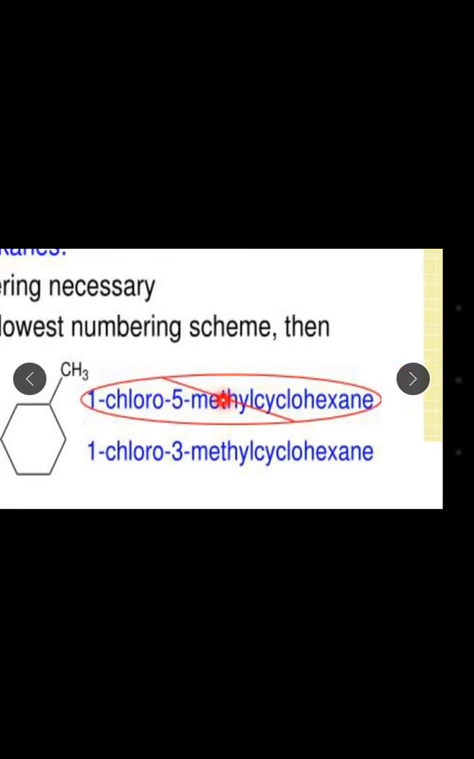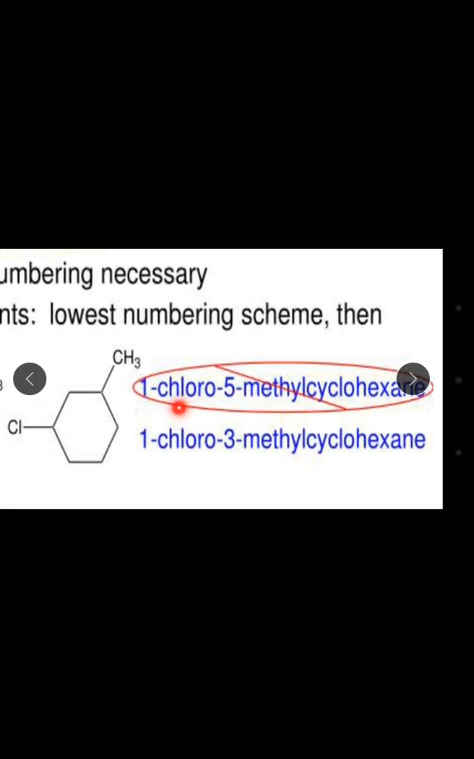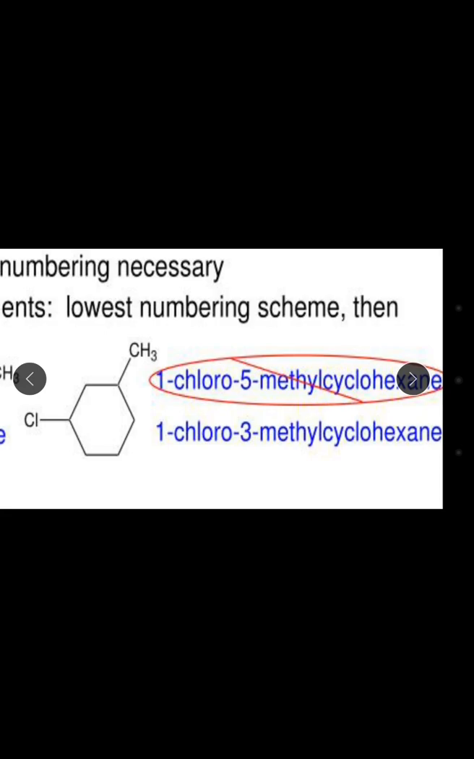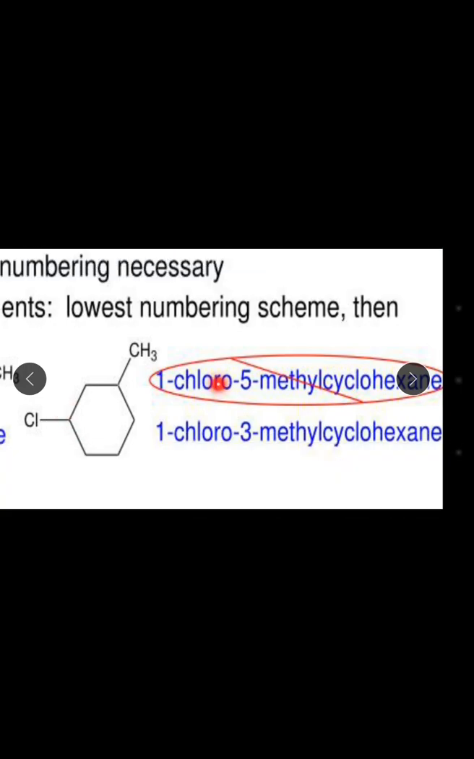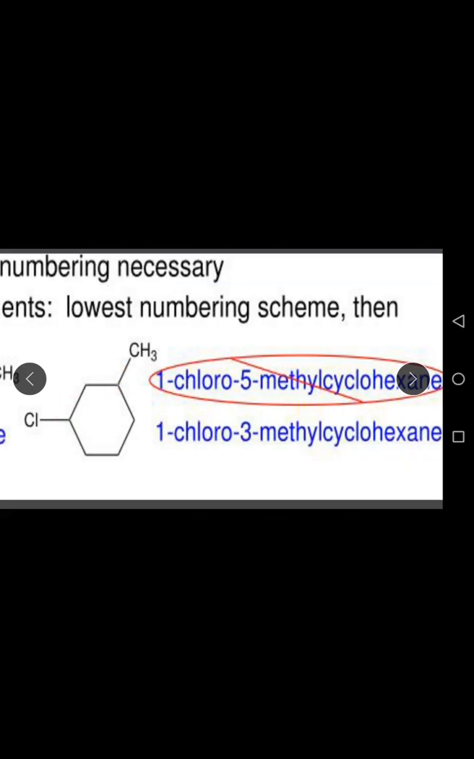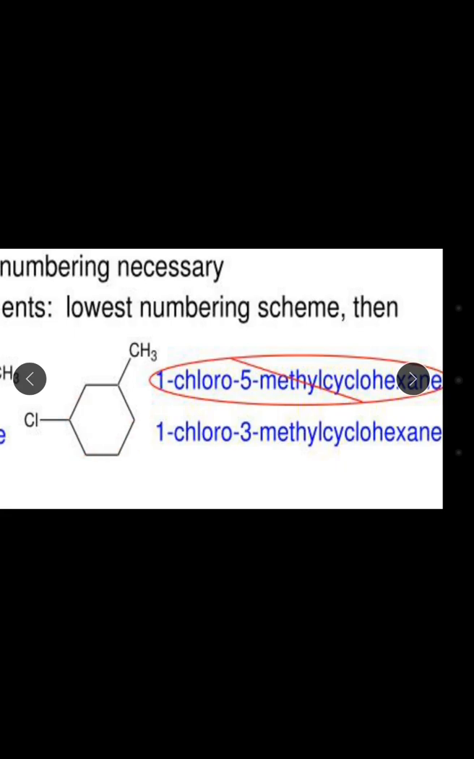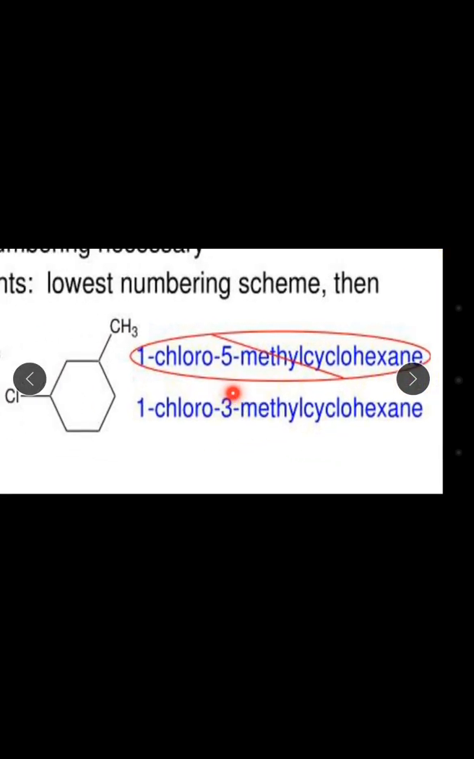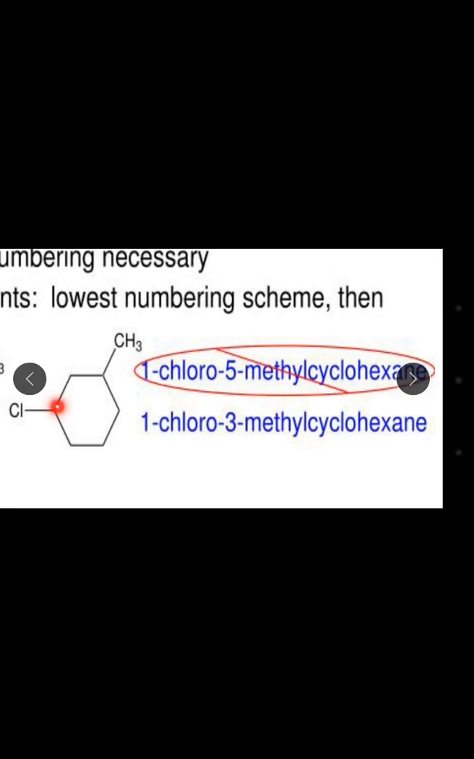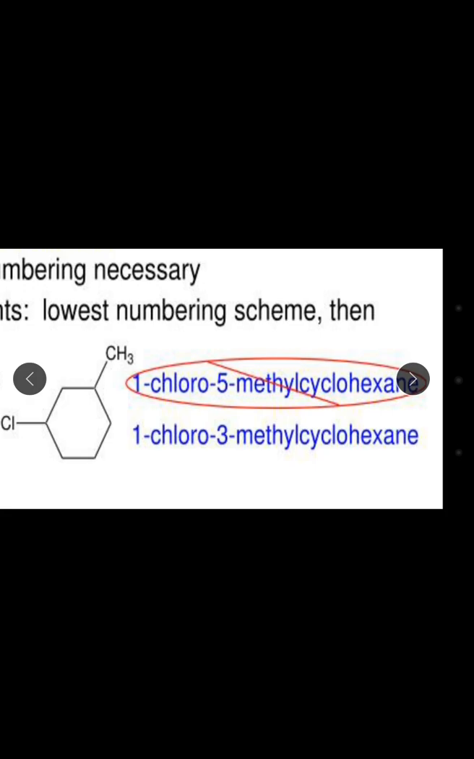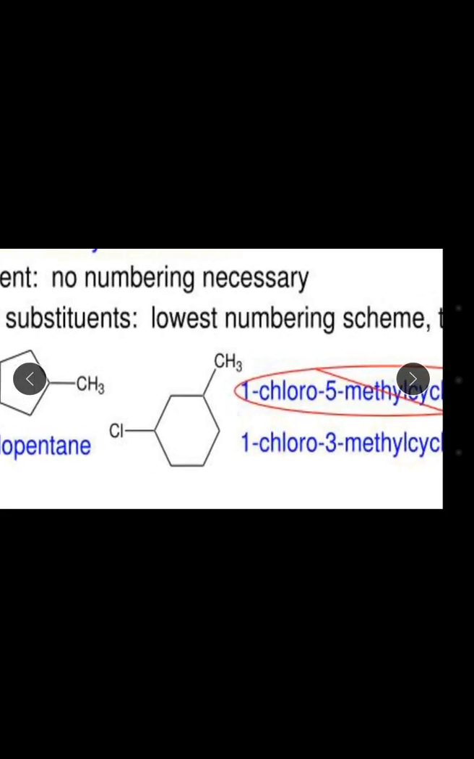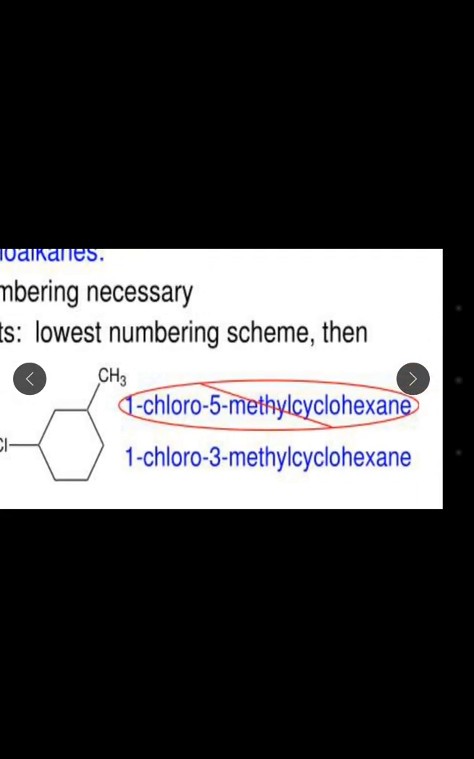So look at the first naming. The first naming was considered to be wrong because the numbering was like this: 1, 2, 3, 4, 5. Because we started with this as 1, it gives chlorine as 1-chloro and the methyl as 5. So 1-chloro-5-methylcyclohexane. But this is wrong because we could have just moved this way: 1, which gives your chlorine 1-chloro, 2, 3-methylcyclohexane. So this is better because it gives our substituent a lower number. You can see 1-chloro-3-methyl, while this one gave us 1-chloro-5-methyl.